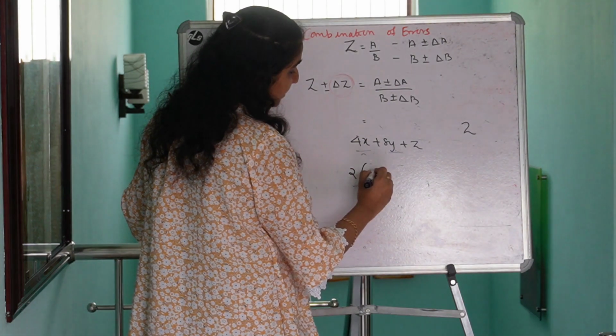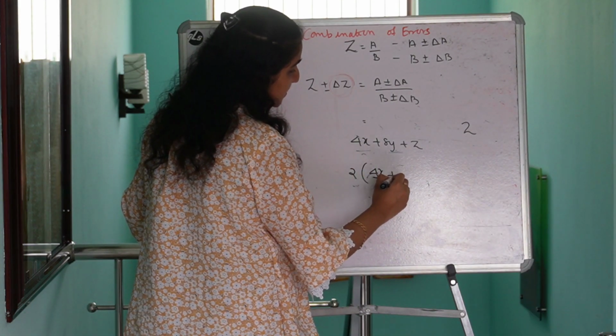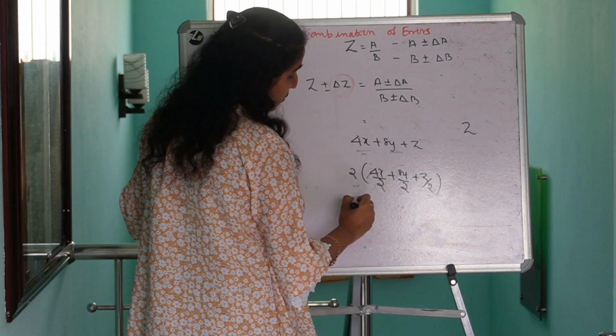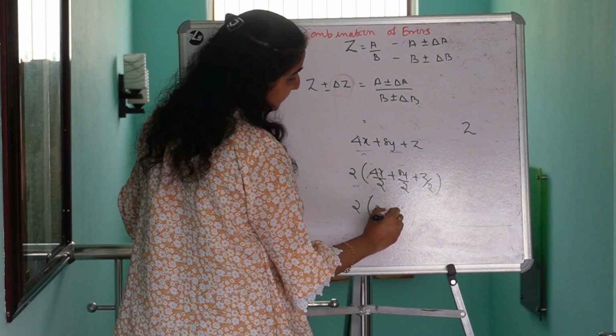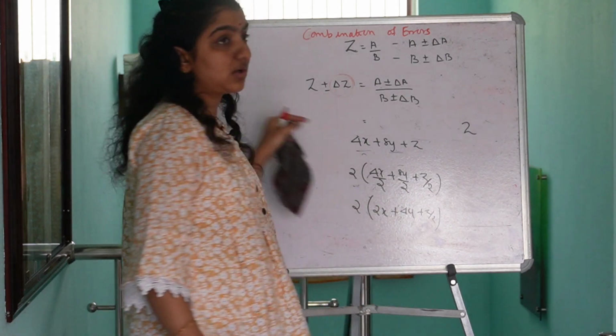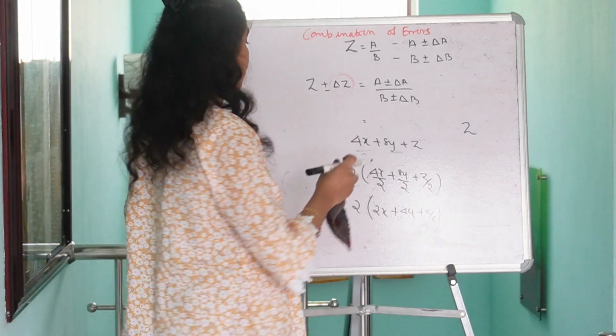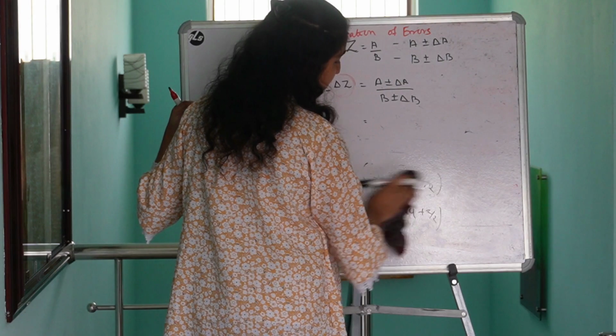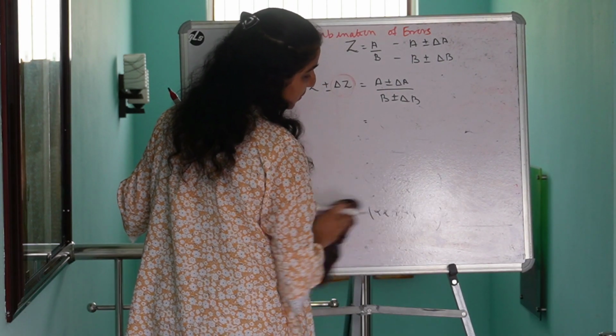2 into 4x by 2, 8y by 2 plus z by 2. What is 4x by 2? 2x plus 4y plus z by 2. Is it clear, guys? These all are simple maths, and we have learned all these concepts during our school days, isn't it?